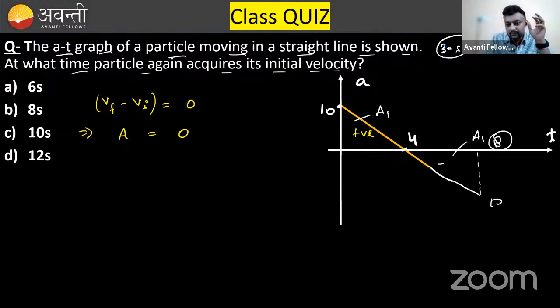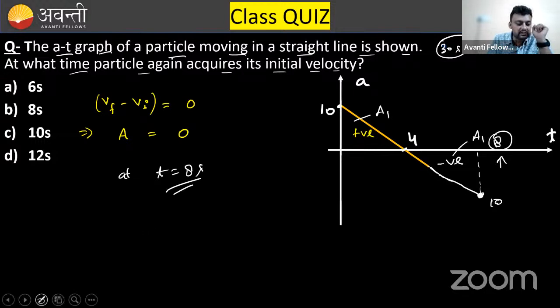So this positive area must be equal to the negative area. So the negative area should be a mirror image of the positive area. So that's why this distance is 4 to 4. That means 8, and this is 10. So what is the time when the velocity becomes equal? That is t equals 8 seconds. This is a question which is very easy to understand, but if you don't know the concept, it is very difficult for you to solve. I hope you are getting the question.